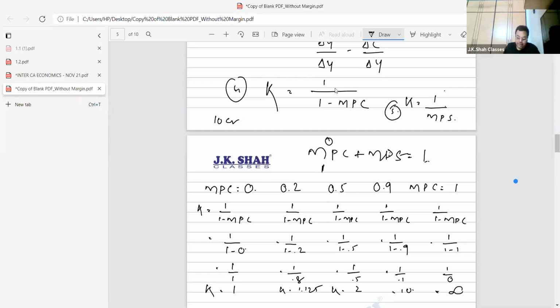I said beta 0, 0.2, 0.5, 0.9. So I'm applying the formula 1 upon 1 minus MPC. So 1 upon 1 minus 0, that is 1 upon 1, which is 1. Then 1 minus MPC, 0.2, this is 0.8, so 1 upon 0.8 is 1.25. Then 2, 10, infinite.